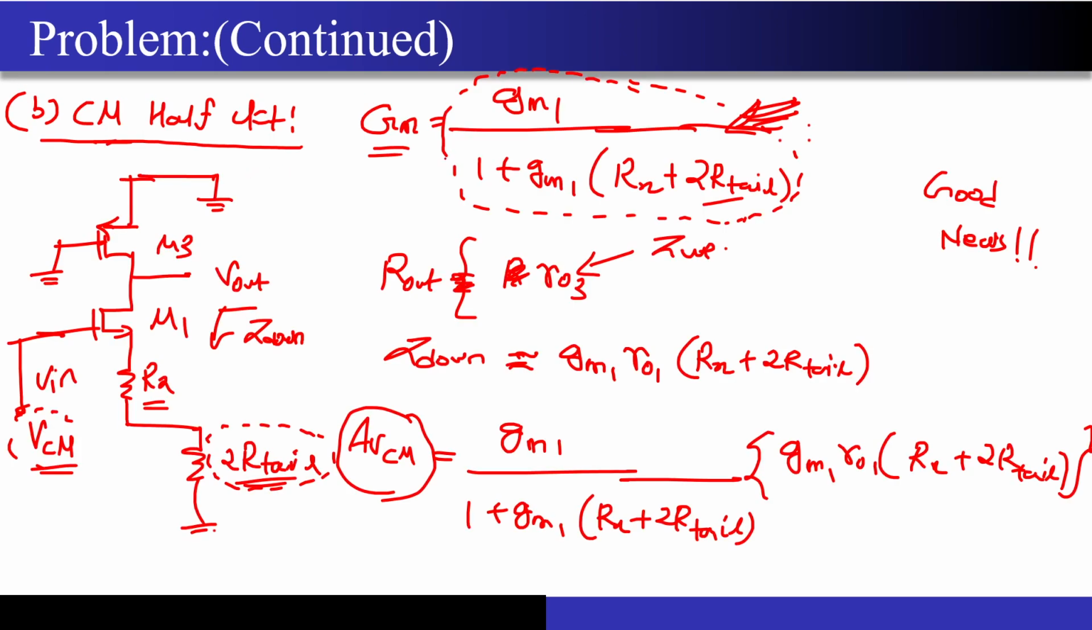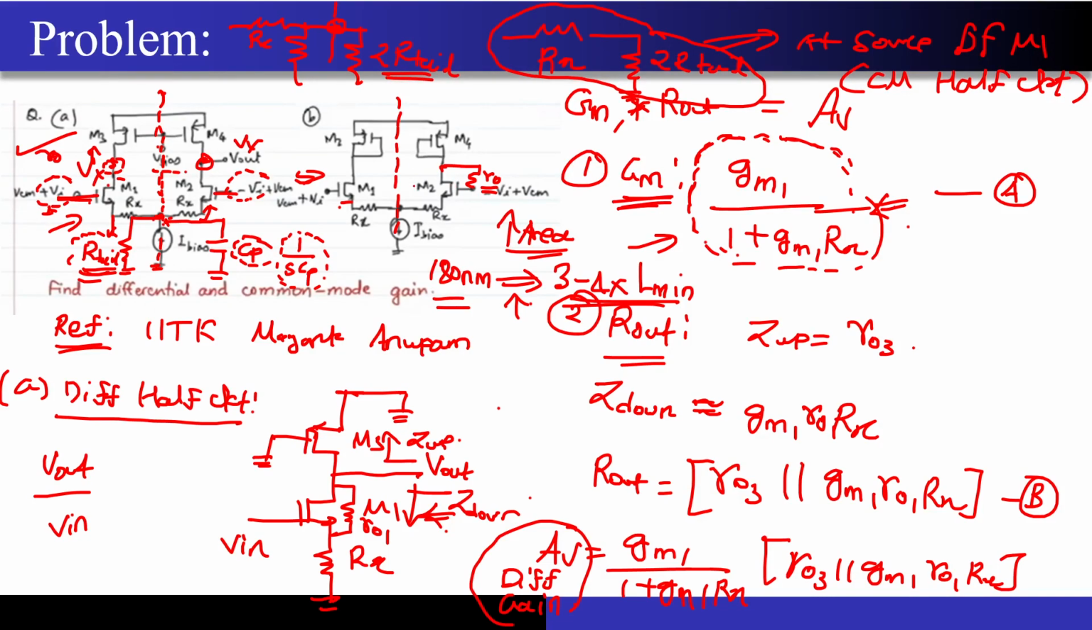Yeah. So now let me just draw the differential half. Sorry. One doubt is there. In the previous question, that RO3, if you consider the differential half circuit, then it would not be equal to 1 over GM5. Sorry. In the RO3 Z up, will it be 1 over GM3? Oh, okay. So that is your doubt.